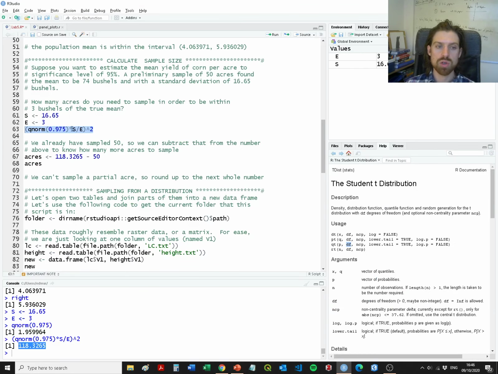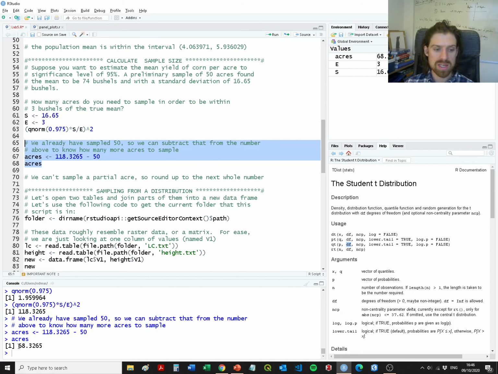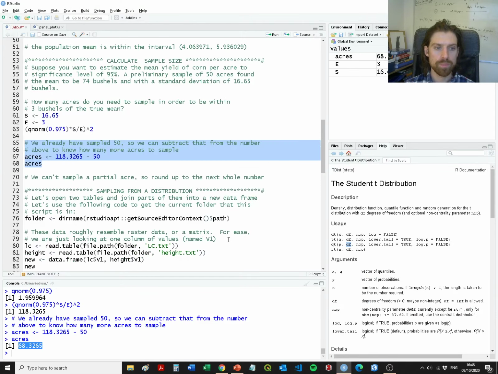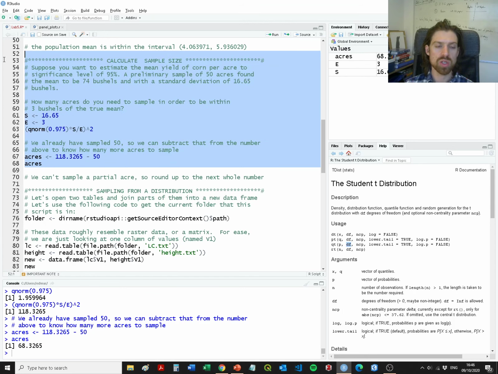Okay, and as you'll remember from the question that we covered in the lecture, we've done a two-stage sampling strategy, so we've already sampled 50 acres. So we need to subtract that from the number of acres that we've already covered, which basically means that we've got to cover another 69 acres in order to ensure that we can get a mean that we can rely on to that 95% confidence level. Okay, so hopefully you'll be able to download that code and run it, and then it will make that kind of math example that we went over in the lecture come to life.